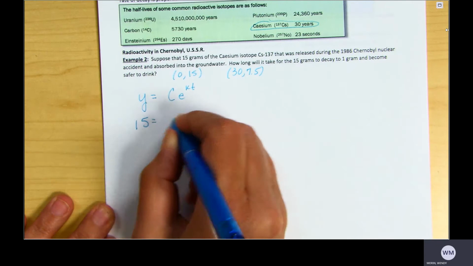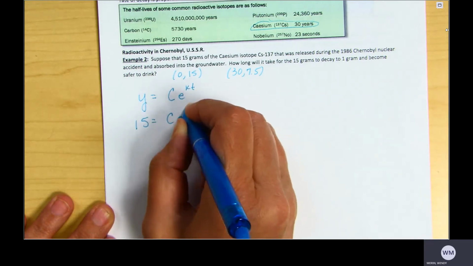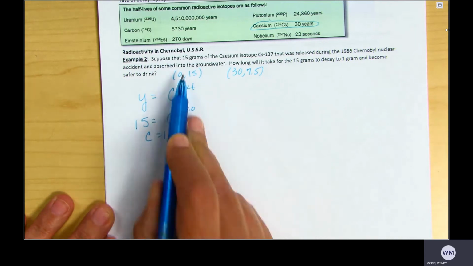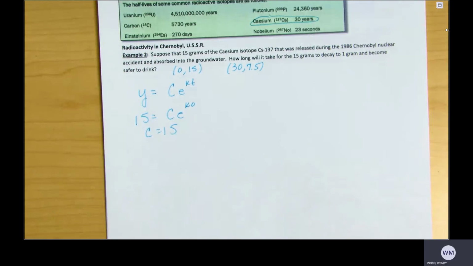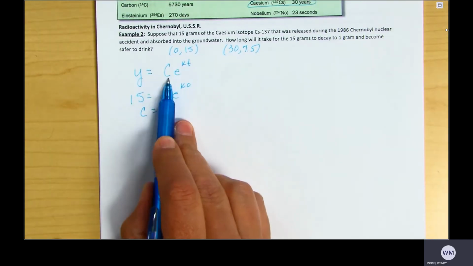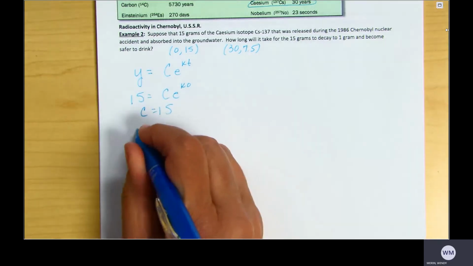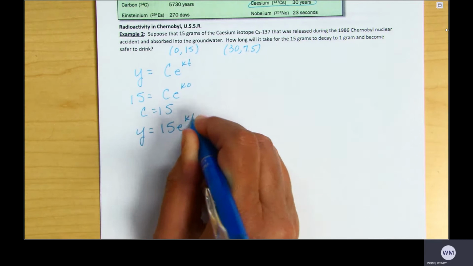All right, so we're going to start with our first point. y is 15 when t is 0. So basically, anytime t is 0, that's your C. That's your initial amount. So you really don't even need to do that work. 0 means initial amount. C is the initial condition. So our equation is y equals 15 times e to the kt.